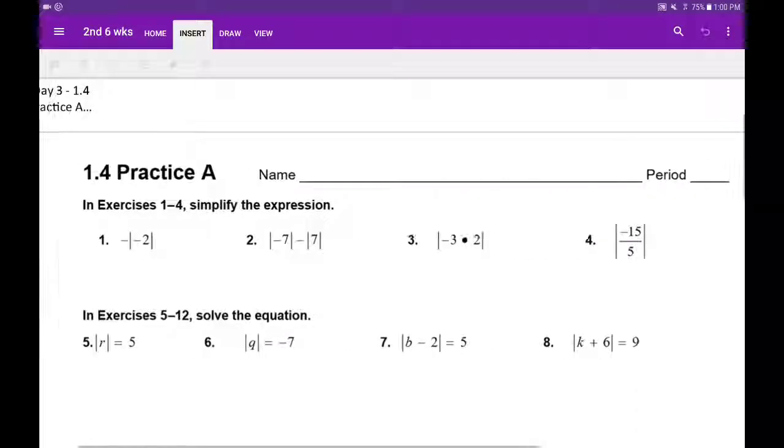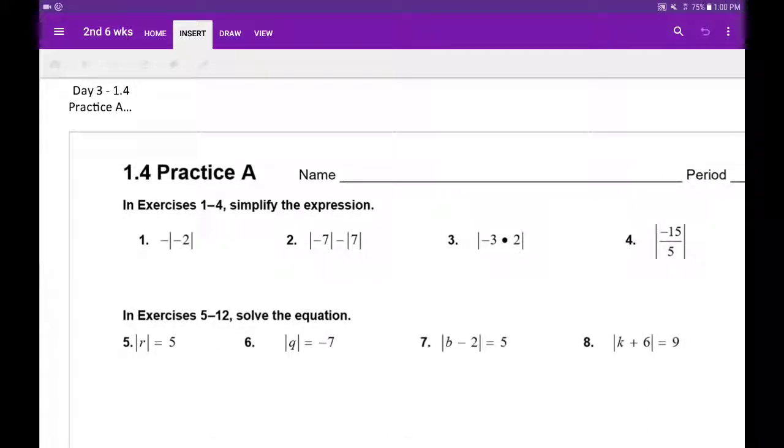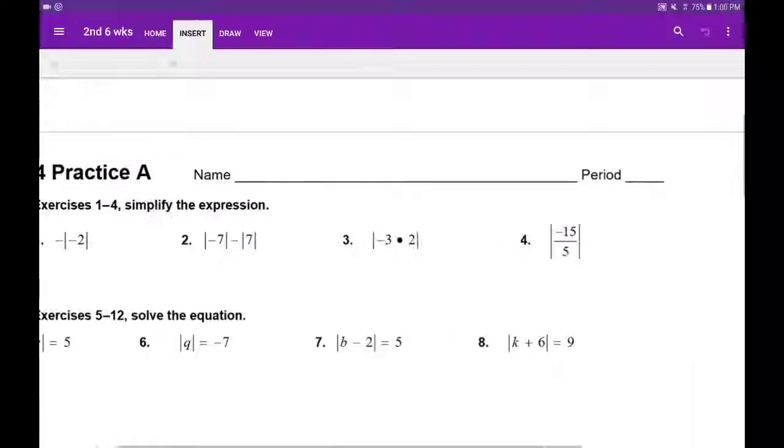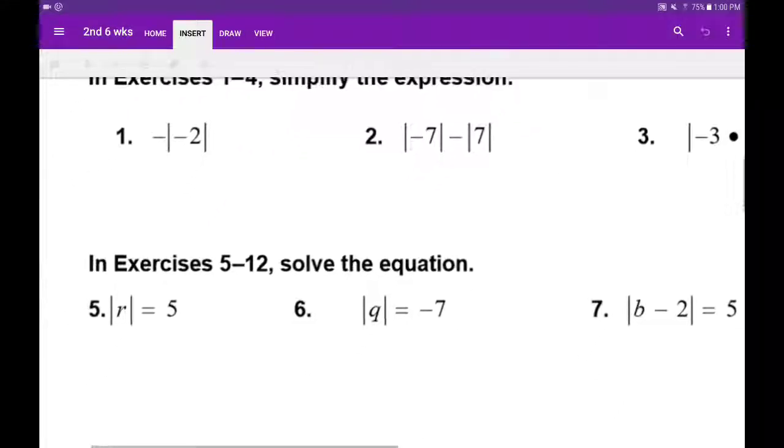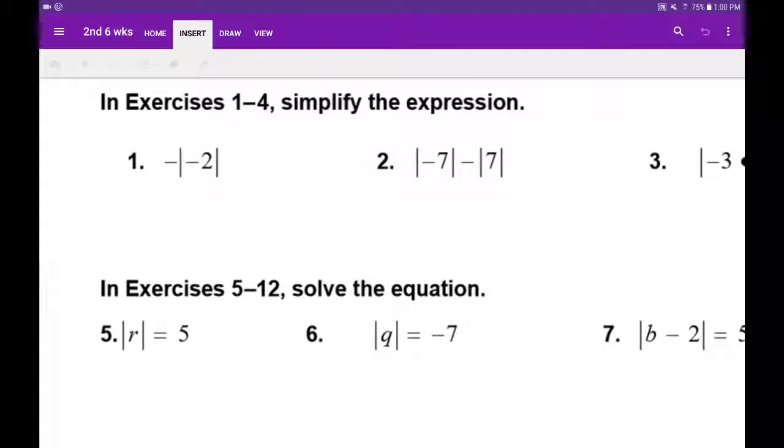Alright guys, in these examples we're going to evaluate or simplify these absolute value expressions 1 through 4. So pretty quick to do if you know what you're doing. One of the things you've got to do is, the absolute value works kind of like parentheses, except it has an extra function: everything inside becomes positive. So what we want to do is evaluate that first.